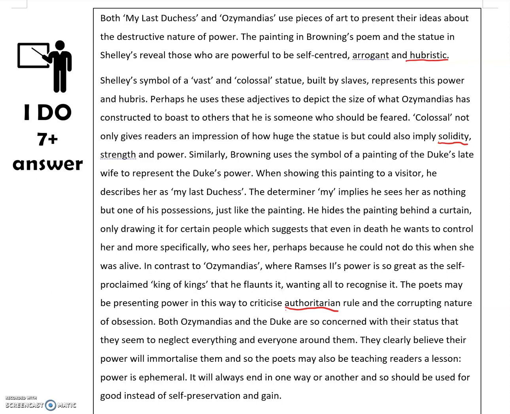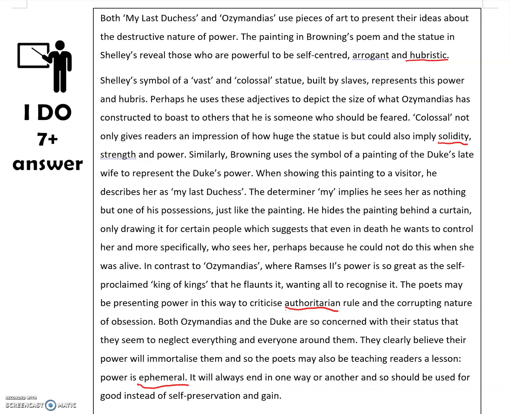So Ozymandias expects everyone to obey him, otherwise they would die. You've also got ephemeral, which means lasting for a short time. So even though Ozymandias is dead, he wants his power to last way beyond that, and that is through the statue. I hope that one thing that you've noticed already is the kind of vocabulary used in the 7+ response. It's a lot more complex and it's a lot more detailed as well.